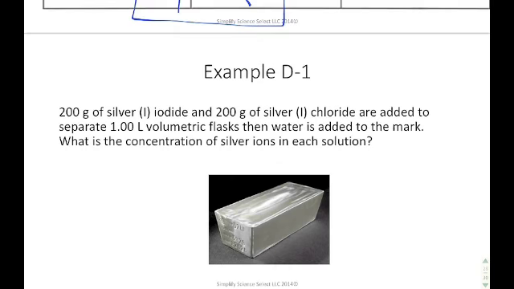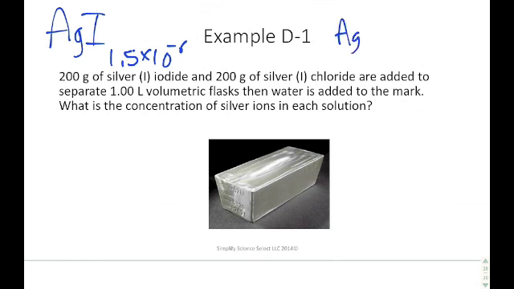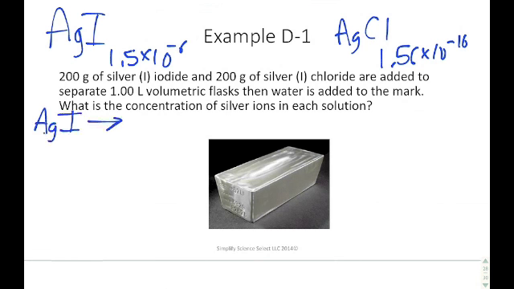In order to do that, we refer to the table, and we get the KSP value for silver iodide. Silver iodide is 1.5 times 10 to the negative 16th, and that's the value for the KSP. For silver chloride it is 1.56 times 10 to the negative 10th. And you say, well, what does that have to do with anything? In each of these, AgI is going to dissociate into Ag+ and I-.